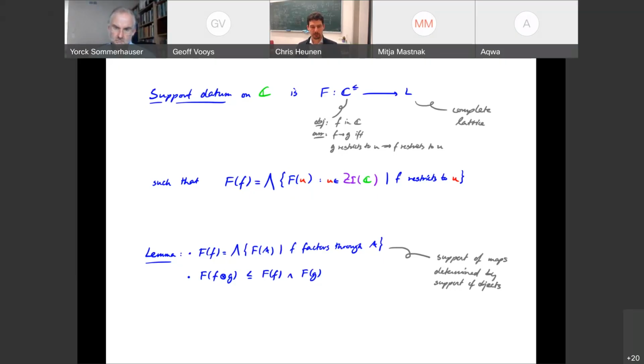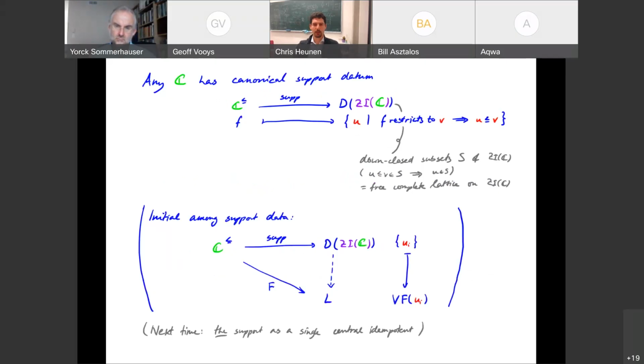Similarly, and this is kind of interesting, the support of an object is exactly the intersection of the support of all the objects that it factors through. So in other words, the support of morphisms is completely determined by the support of objects. So if I have a map f from A to B, it follows that f can only live on pieces where A already lived and where B already lived. It can't all of a sudden be more defined. So that's an arbitrary support datum.